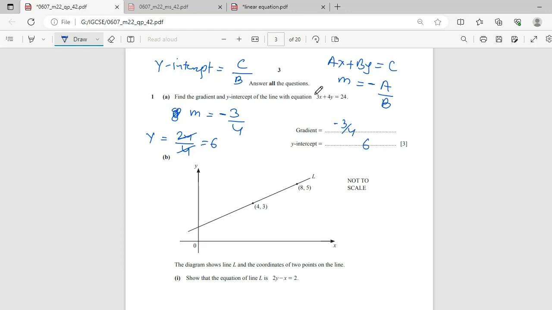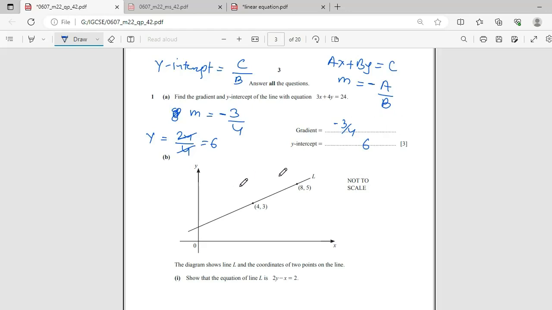Okay, so this is one way. If you want to directly identify the y-intercept, we just put x equal to 0. 3 into 0 will be 0, 4y is equal to 24, y is equal to 24 upon 4, which is 6. Or you can convert into the slope intercept form and then identify. Either way, whichever method you use, you are going to get full marks.